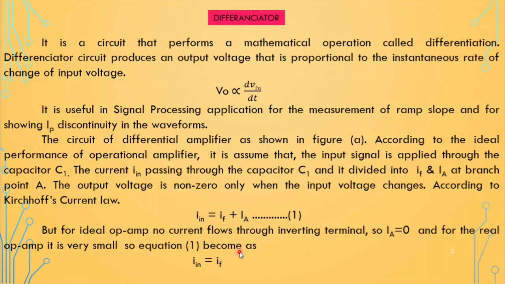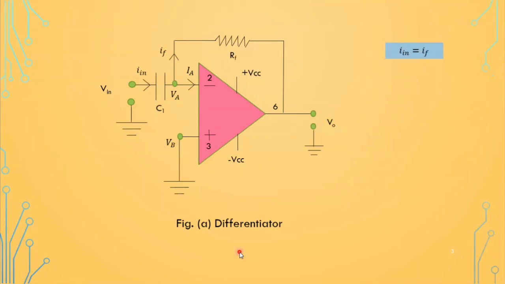So here this is the circuit diagram of the differentiator. Pin number 3 is the non-inverting terminal, which is connected to the ground. Pin number 2 is the inverting terminal. Here we have connected the capacitor, and we have connected pin number 2 to pin number 6 through the resistor, and pin number 6 is the output. Here we have measured the output. So this output is the instantaneous rate of change of input voltage. So this is about the differentiator.